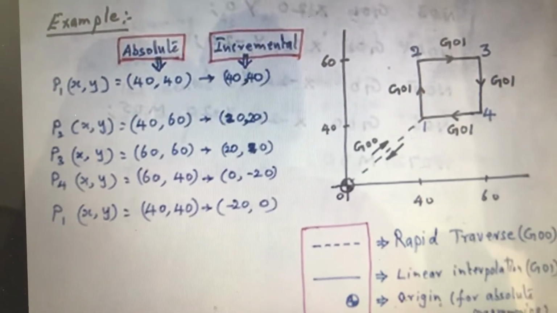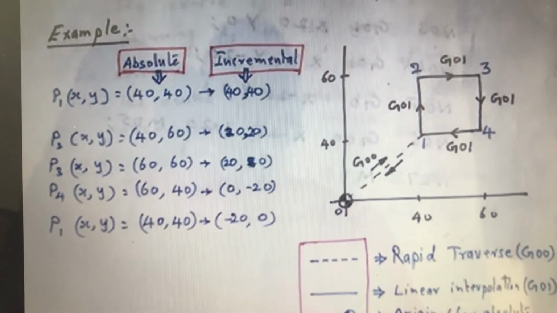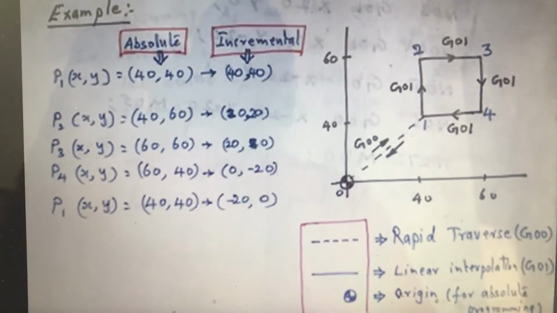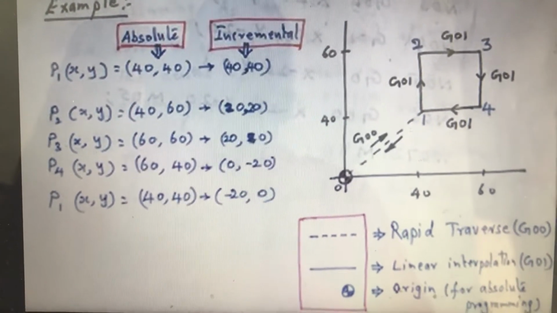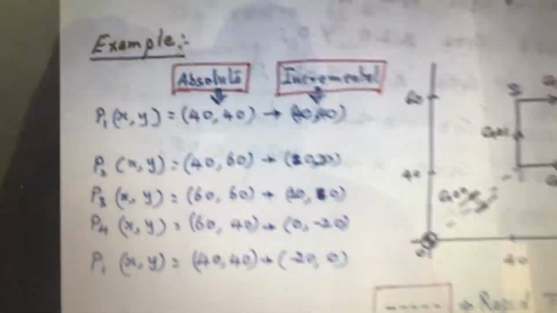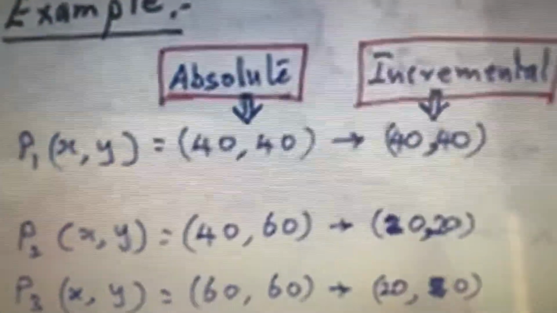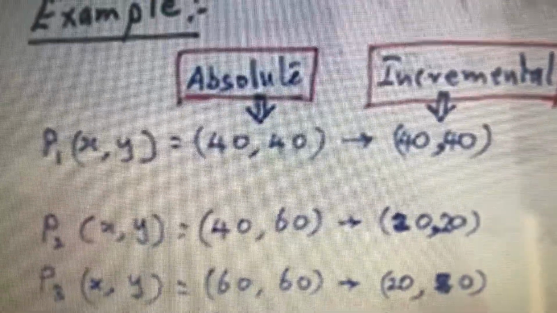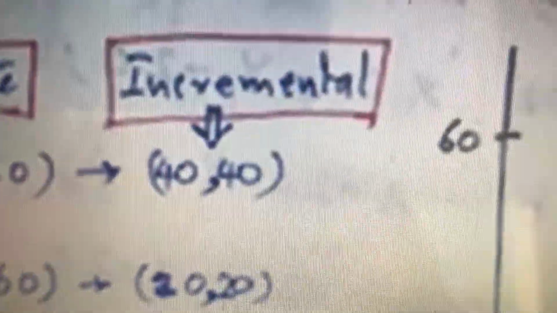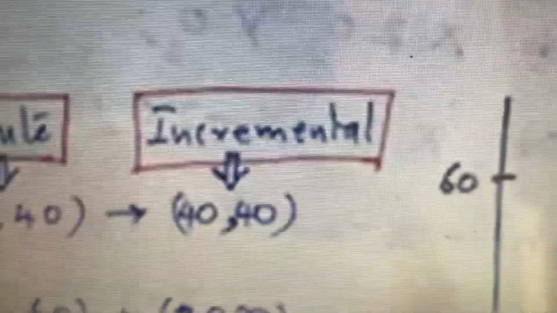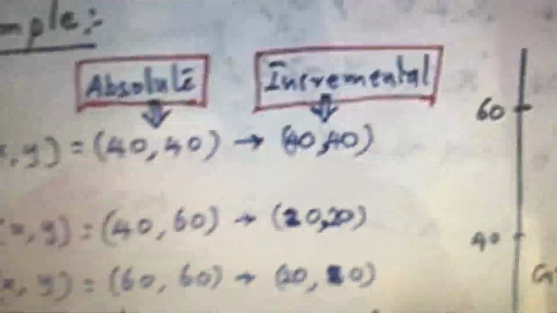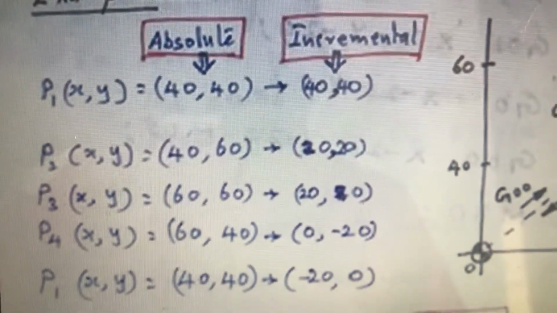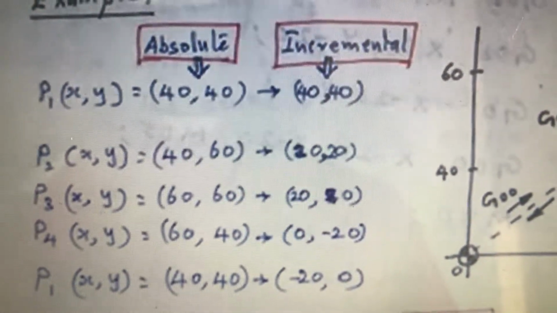Now, how to give the values of coordinates? There are two methods of giving the x value and y value. The first method is called the absolute method or absolute positioning. You can also call it the absolute coordinate system. And the second one is incremental positioning or incremental coordinate system. Now I'll explain the difference between the absolute coordinate system and the incremental coordinate system.